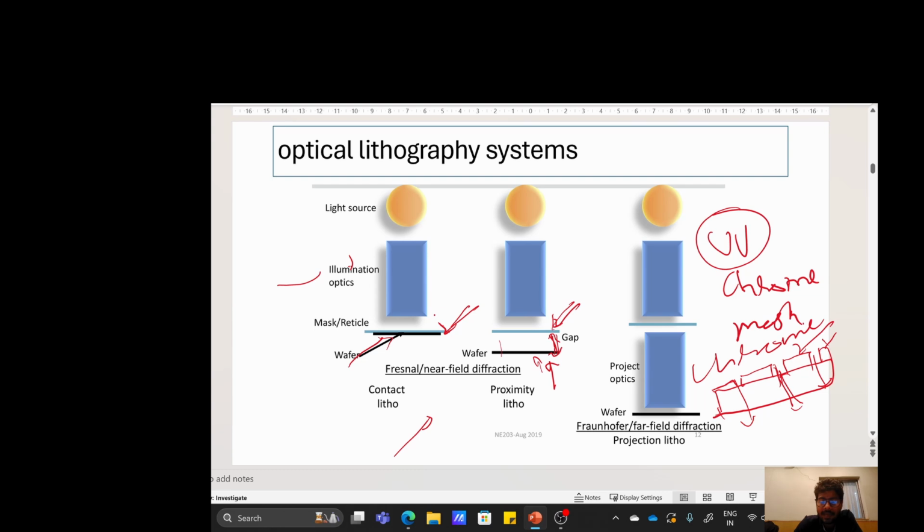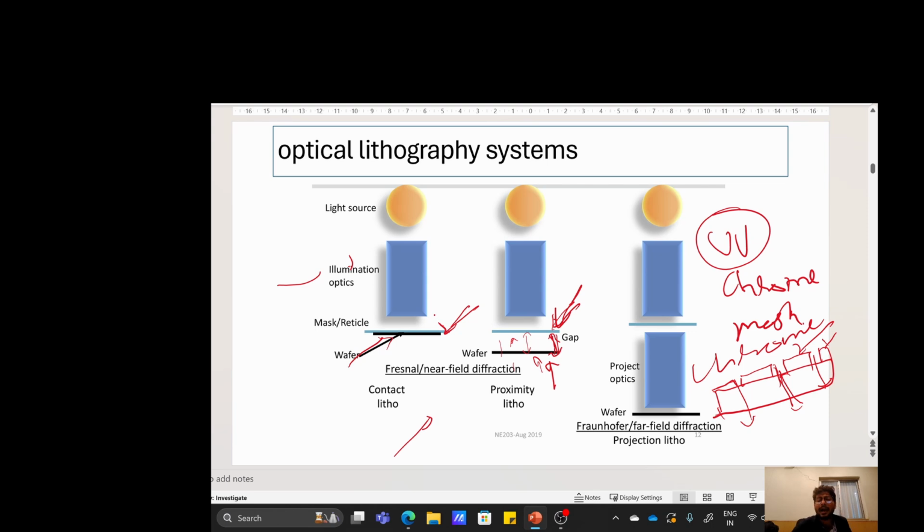In this one, now there is a gap, so it will not contaminate our mask. Otherwise it will get scratched, and that scratched pattern will also get transferred. It may scratch the chrome out of this mask. So also we can say the lifetime of the mask: how many times we can transfer the pattern without getting our process screwed.